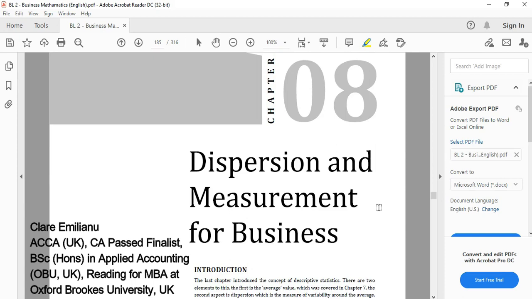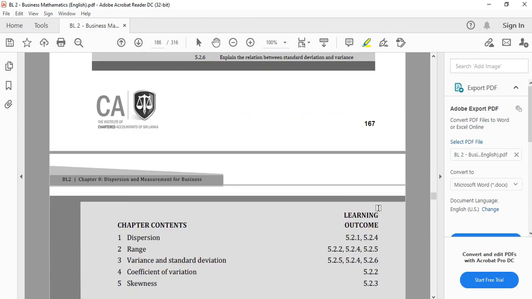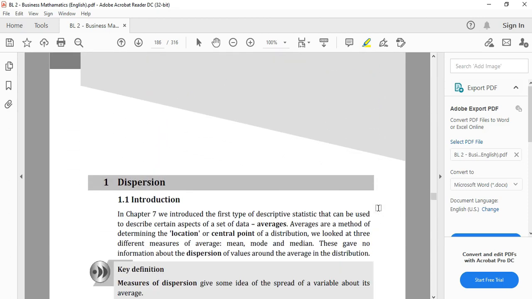Hi guys, today we will be looking at Chapter 8, Dispersion and Measurement for Business. This is a continuing chapter of Chapter 7 on averages, where we will be looking at the variability around the average. So, what is the variability around the average?